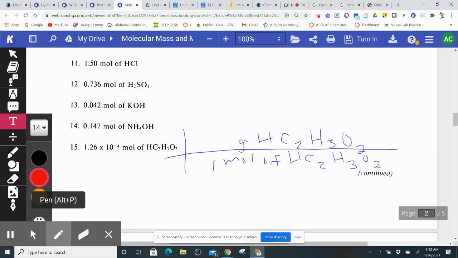So let's just use round numbers just for convenience sake right now. So it's going to be 1 for hydrogen. 2 times 12 is 24, so that's 25. Plus 3 more hydrogens would be 28. Plus 2 oxygens would be 32. So 28 plus 32 is 50. Did I do that right? Okay, 50 grams.